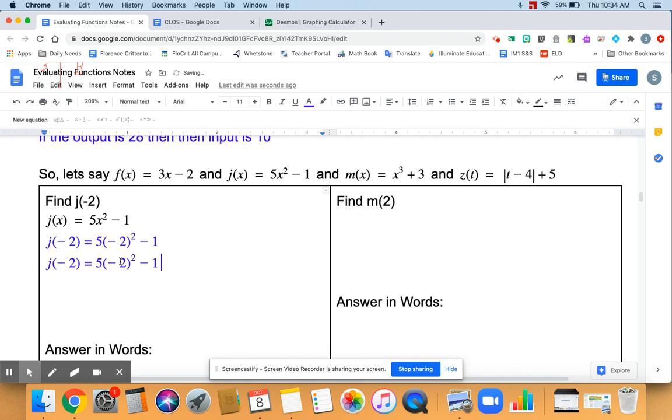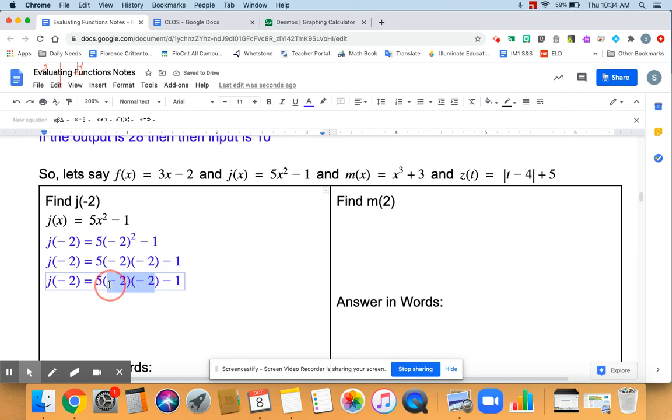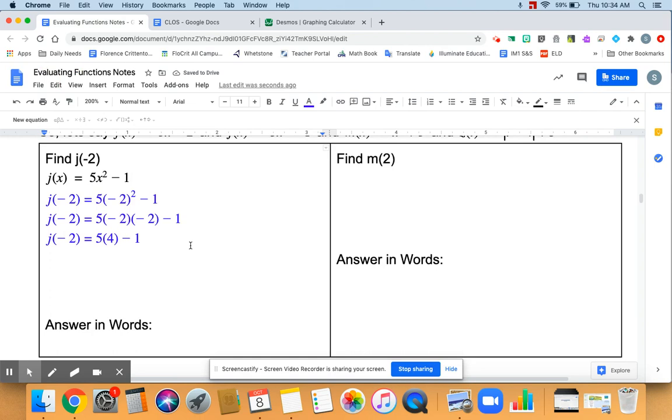So to run through order of operations, GEMS, G for grouping. Do I have any grouping? No, because they're all one number already in each part. E for exponents. Do I have any exponents? Yes, negative 2 is being squared. And squared means negative 2 times negative 2. So if I do negative 2 times negative 2, a negative times a negative is positive, and 2 times 2 is 4. So now I've done exponents.